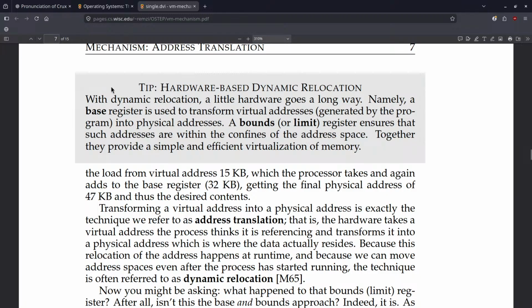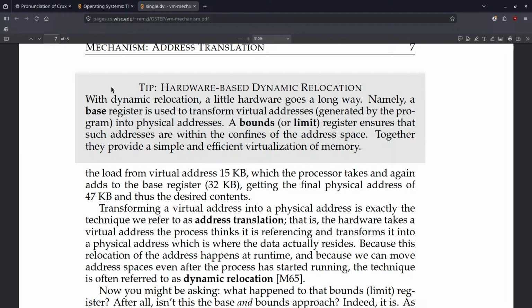Yes, so hardware-based dynamic relocation. With dynamic relocation, a little hardware goes a long way. Namely, a base register is used to transform virtual addresses into physical addresses. A bound or limit register ensures that such addresses are within the confines of the address space. Together, they provide a simple and efficient virtualization of memory.